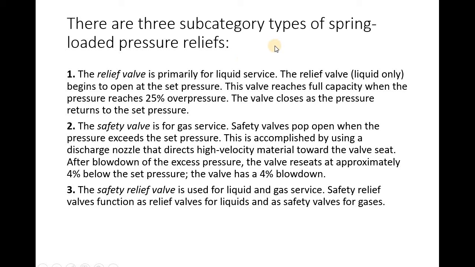We have three subcategories of spring-loaded pressure reliefs. The first category is the relief valve. The second category is the safety valve. The third one is the safety relief valve. Oh my God, I thought all of them are the same. Okay, they are, you could say that, but actually we always try to make things systematic and defined very clearly so that we know what we're talking about.